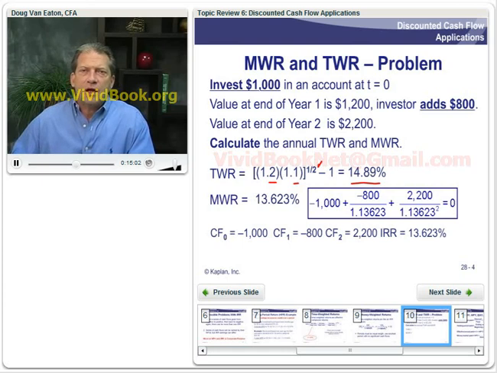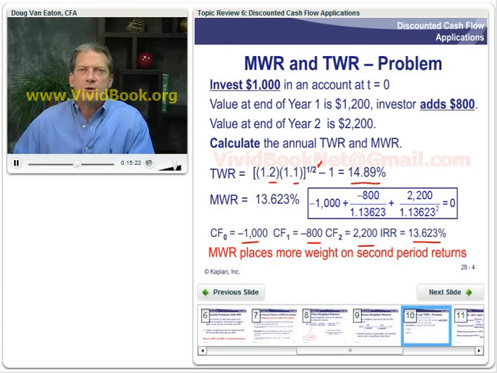And with your cash flow keys, we put in the first cash flow, minus 1,000, then minus 800 is cash flow 1, 2,200 cash flow 2, solve for the IRR that makes the net present value 0, and find out that that's 13.623% for our money-weighted rate of return.